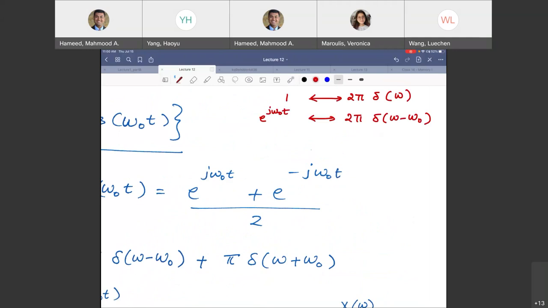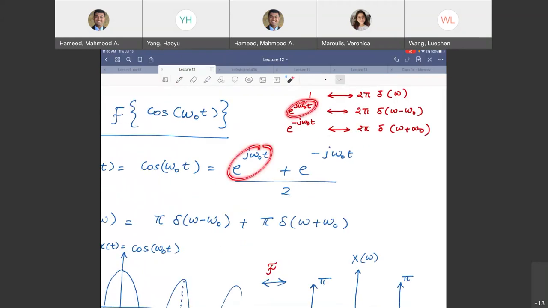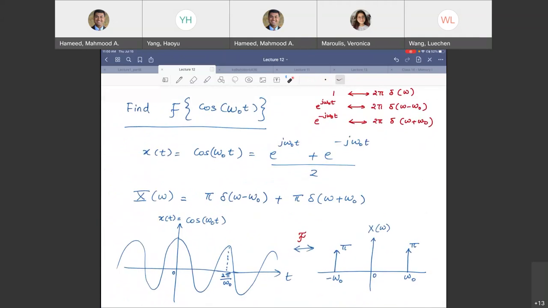This is the previous example. Or if I had done plus here, I would have been doing minus here, right? You guys okay? So I need this piece here, and I need this piece here, and I also need to scale it by 1/2. So in the frequency domain, I have what? From here, when I multiply by 2 pi, the 2 gets canceled, and I'm left with pi delta of omega minus omega naught. And from here, the 2 gets canceled as well, and I'm left with pi times delta of omega plus omega naught.